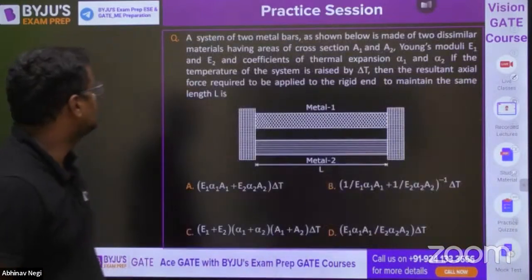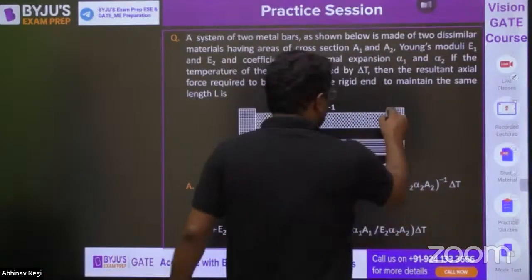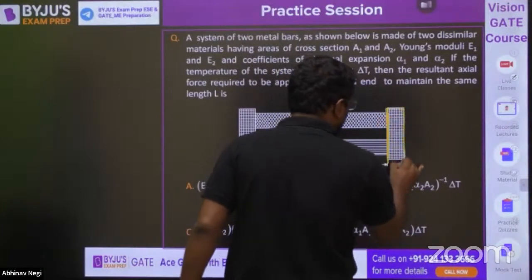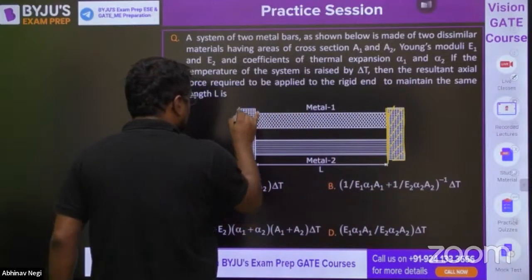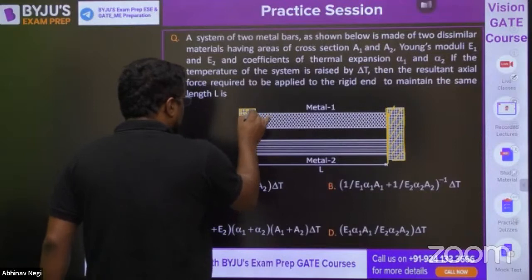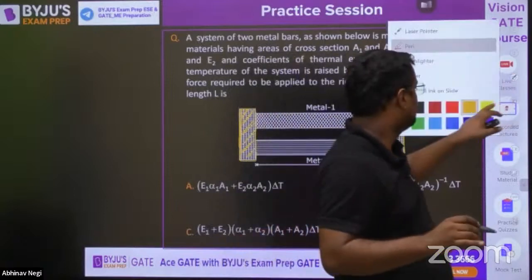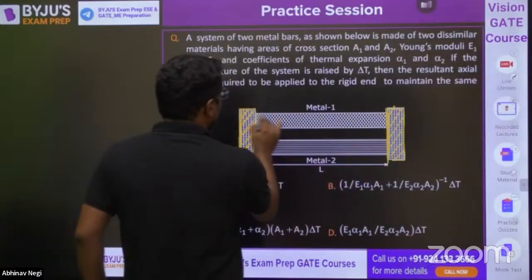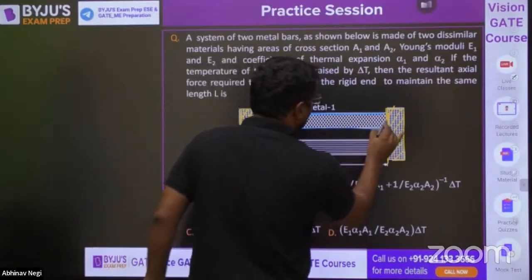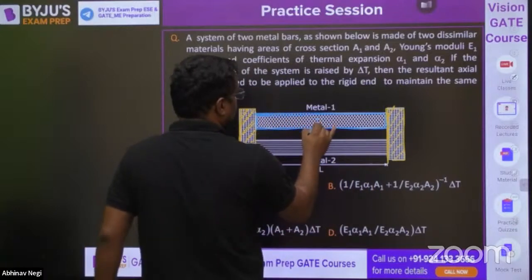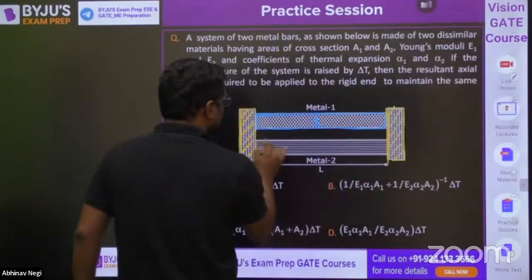Now, let us go to question number 2. This is the question, guys. Let me make the figure like this. These are the supports here, and one is metal 1 and one is metal 2. Let this be metal 1, and below this is metal 2.